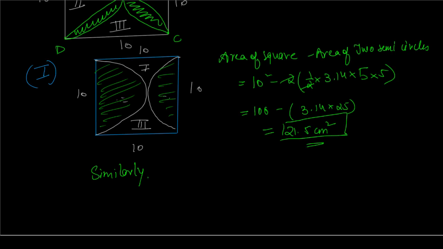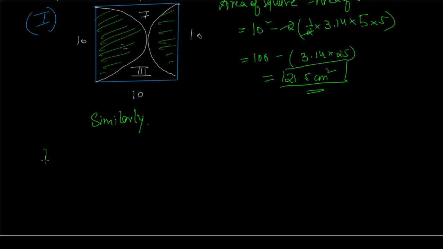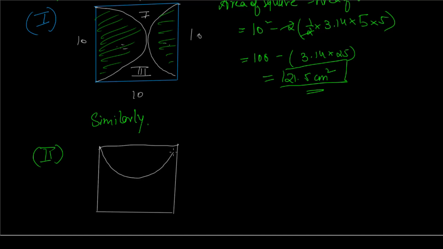Similarly, if you take case 2, in case 2 you draw the up and down semicircles. You take this semicircle and this semicircle. If you draw these two semicircles and remove their area from the total square area, then you will get the area of second and fourth regions.